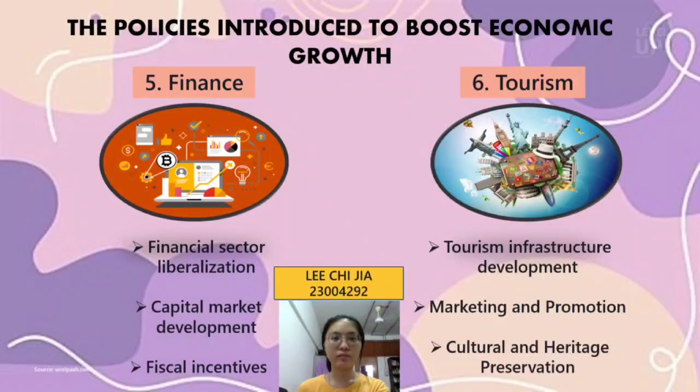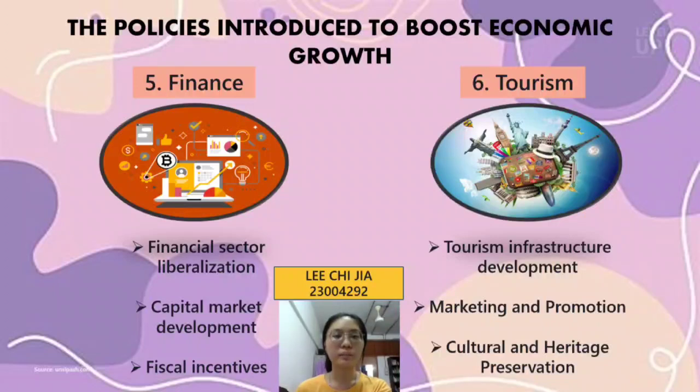The next policy is finance. Financial sector liberalization initiatives were taken to liberalize the financial sector, promoting efficiency and competitiveness. Capital market development measures were introduced to strengthen the capital market, encouraging investment and providing a platform for businesses to raise funds. Fiscal incentives: the government will continue to assist the industry through the provision of tax and fiscal incentives.